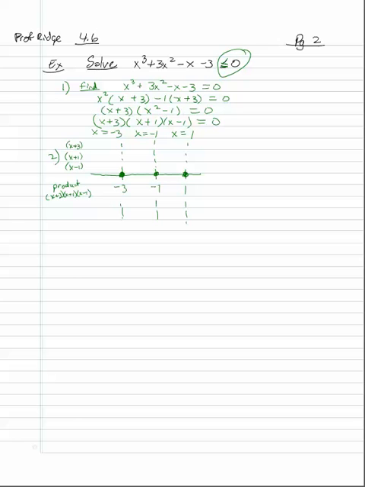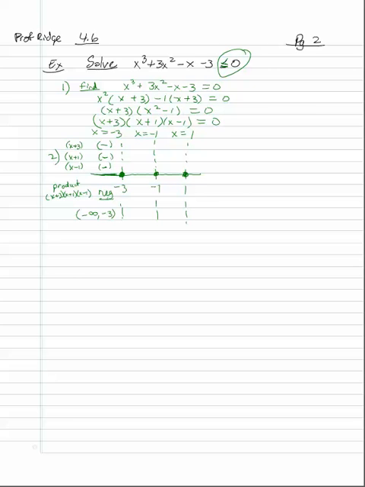So if I pick a number in the first interval, from negative infinity to negative 3, say negative 4, we plug it in. Negative 4 plus 3 is negative. Negative 4 plus 1 is negative. Negative 4 minus 1 is negative. It's negative 5, but again, I don't care about the number, I just care about the signs, because when I take the product, a negative times a negative times a negative is a negative.